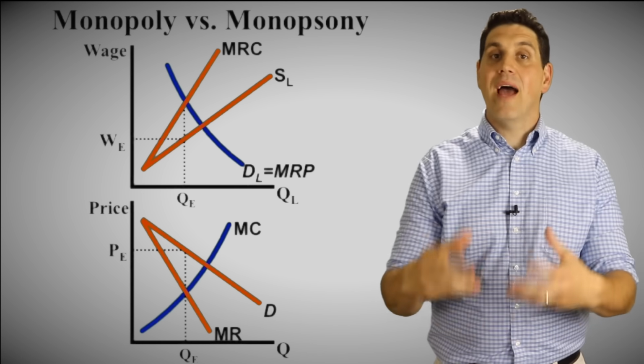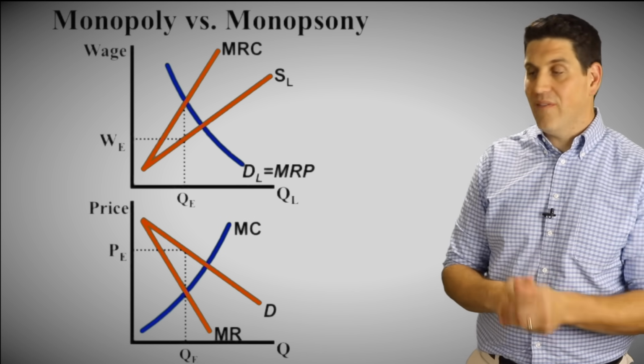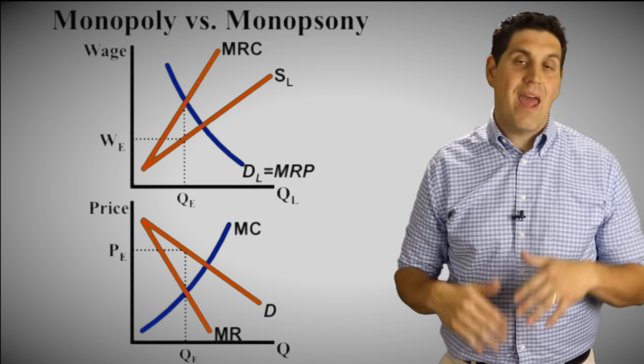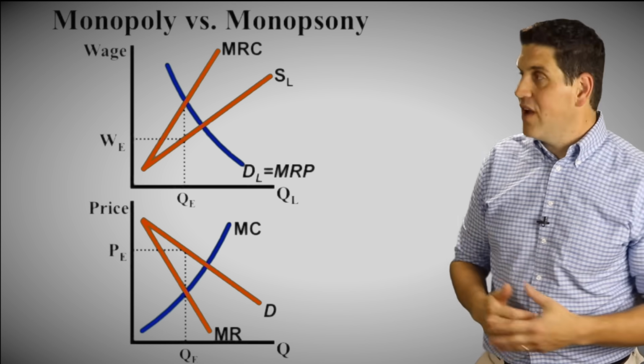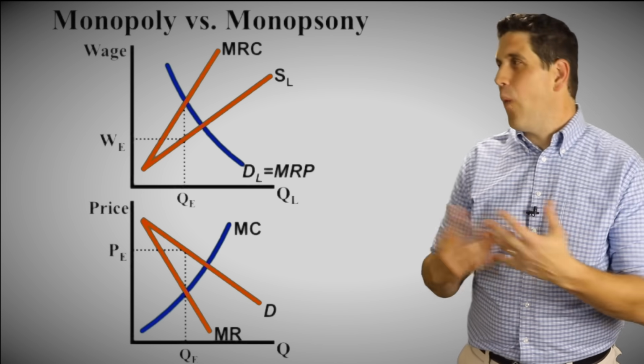Now, that same concept applies to something called a monopsony. A monopsony is a monopoly for labor. So instead of having a downward demand curve and a downward MR that's below it, we have an upward sloping supply curve and an MRC that's above it. The reason why is they can't wage discriminate.